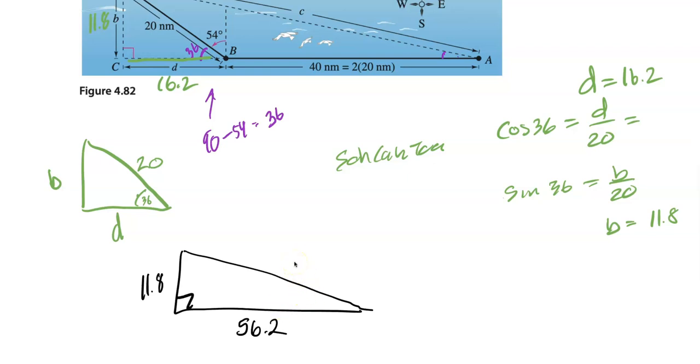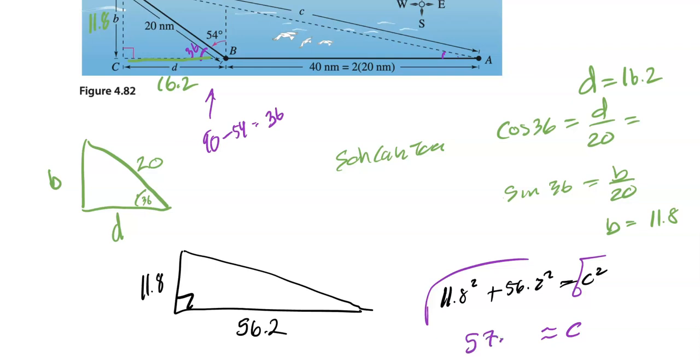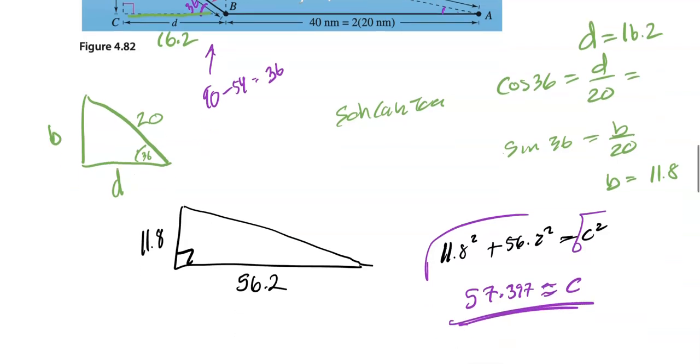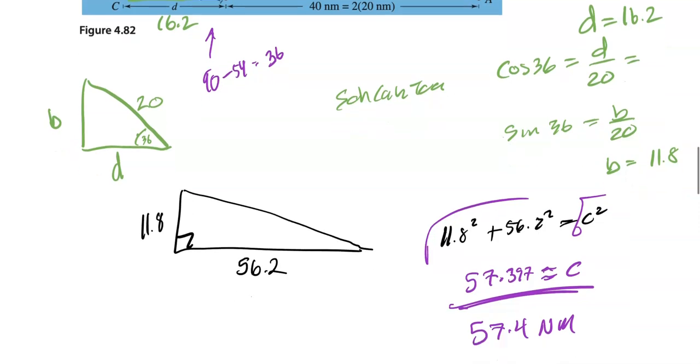So I'm just going to do a squared plus b squared equals c squared. And that's going to give us this whole hypotenuse. Square root both sides and c, so I put it in my calculator so you don't have to deal with me plugging it in. 20.397, an approximation. So that's the number of nautical miles. So about 57.4 nautical miles they have traveled.